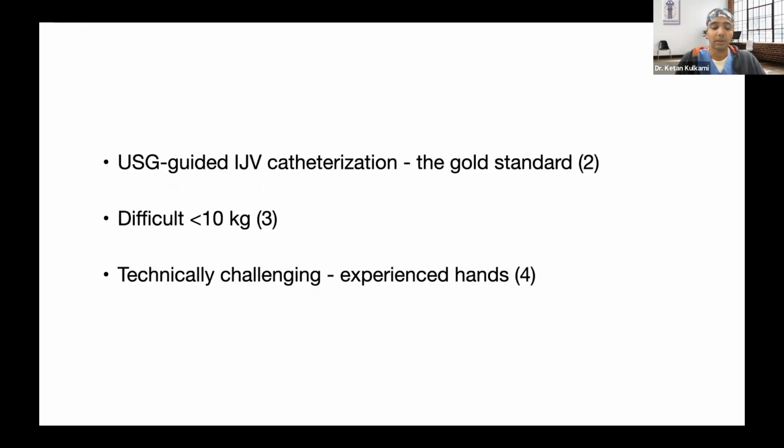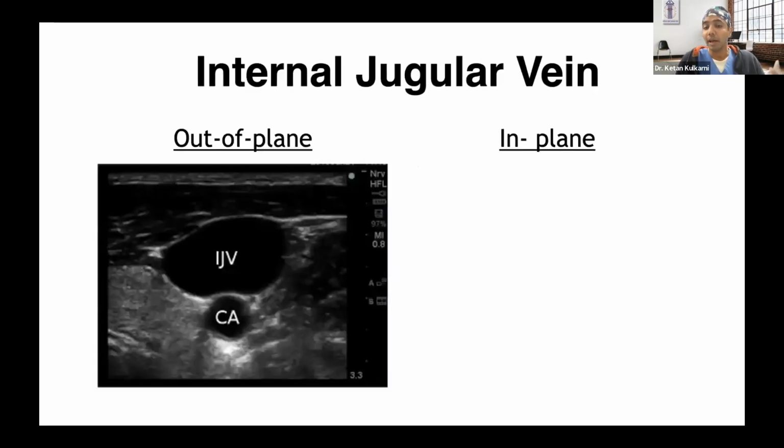Most of us will agree that ultrasound guided IJV cannulation is our first choice, especially in kids. Many of us will consider it a gold standard. And we know for a fact that it is difficult in less than 10 kilos. It is technically challenging even in experienced hands. There is also evidence to suggest that it is difficult in less than 10 kilos, and challenging in experienced hands. So what happens exactly?